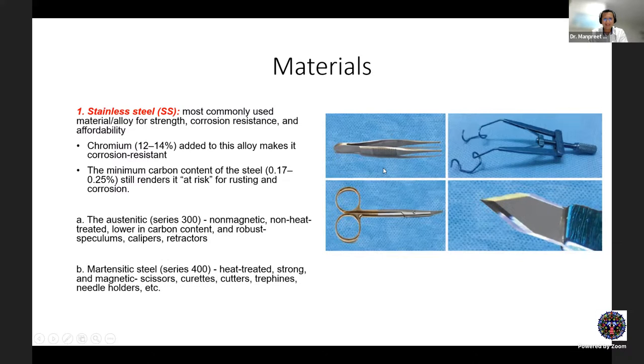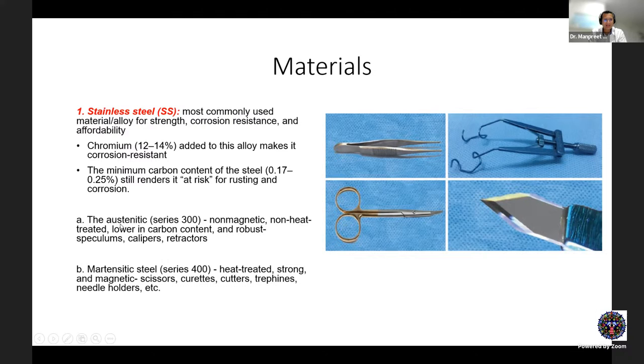So the majority of the instruments are stainless steel, the most commonly used and available alloy, known for its strength, corrosion resistance, and affordability. It's actually chromium that is added to this alloy to make it corrosion resistant. Chromium is 12 to 14%. And the minimum carbon content of the steel renders it at risk for rusting or corrosion. So the carbon content is kept lower.